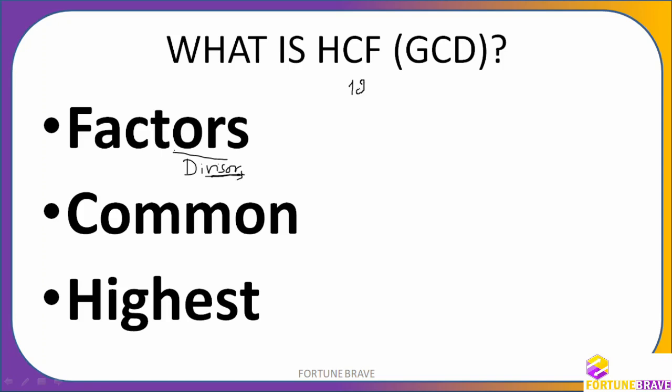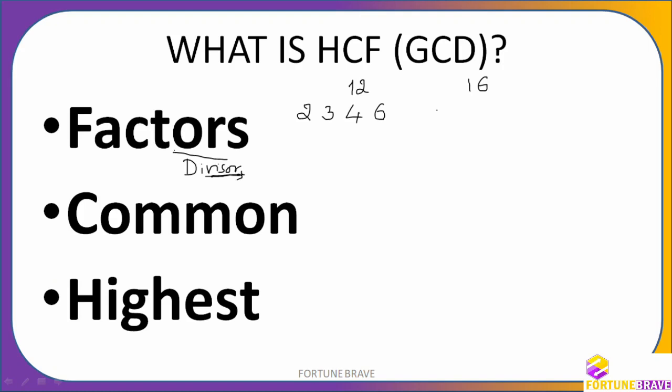I'll take the number 12. What are the factors of 12? Factors means the numbers which divide the given number. Any factor is a number which can divide the other number, which we have already known. So what are the numbers that can divide 12? 12 can be divided by 2, by 3, by 4, and by 6. We'll leave aside the number itself and 1, which are not required. Then we want common factors. If I want common, I need another number. So I am going to take 16 as the other number.